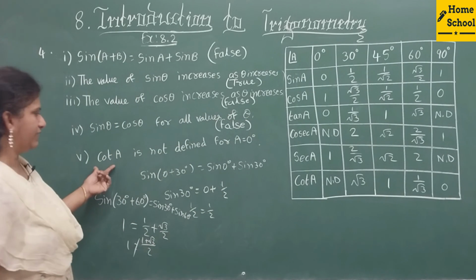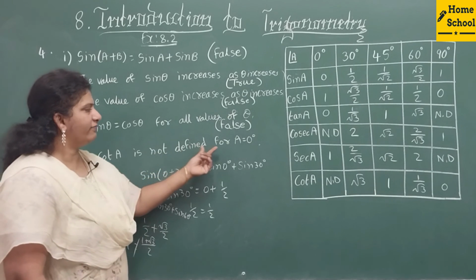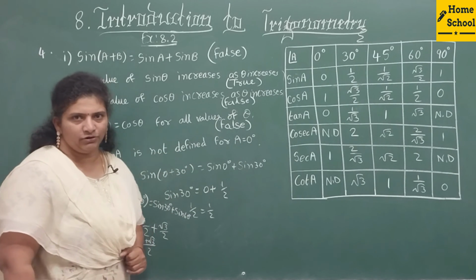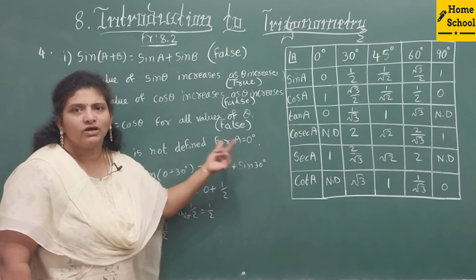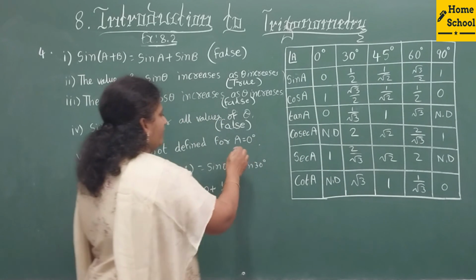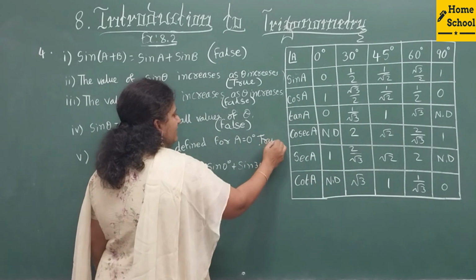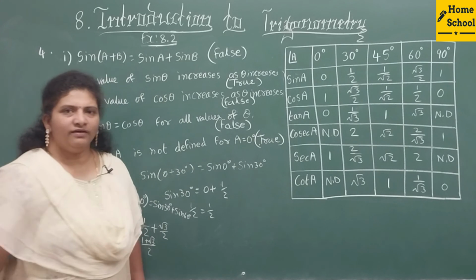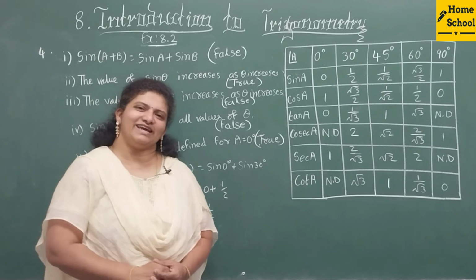Okay, last one. Cot A is not defined for A is equal to 0 degree. A 0 means cot 0 degree. What is cot 0 degree? Not defined. Yes, this statement is true. Okay, with this we complete our exercise 8.2.